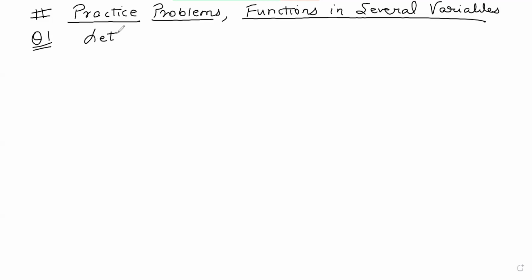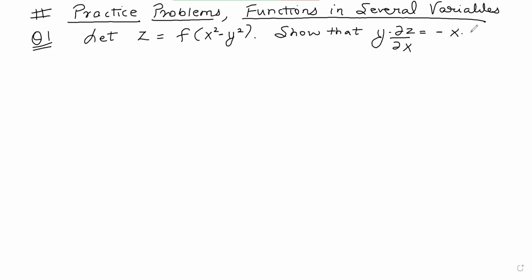Let the function z be equal to a function of x square minus y square. The question is asking us to show that y times del z by del x is equal to minus x times del z by del y. So we are given the function and we need to show this particular result.